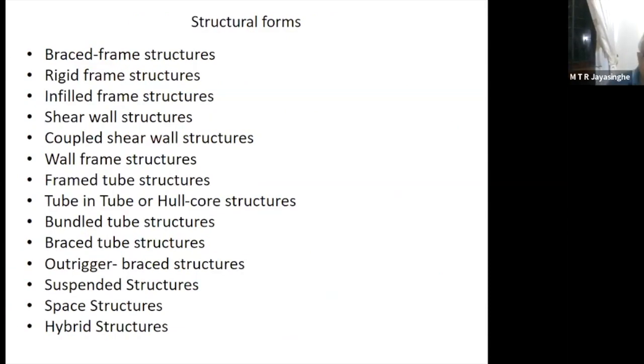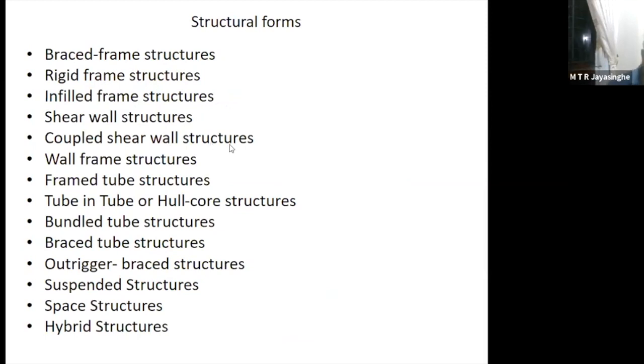So there are so many different structures that we can use: braced frame structures, that is steel structures; rigid frame structures, that is beam column structures, again ideal for concrete; infill frame structures, those are the structures where masonry is used as an infill material; shear wall structures, the most common structural form. We like shear wall structures a lot because shear walls can stabilize the structures a lot.